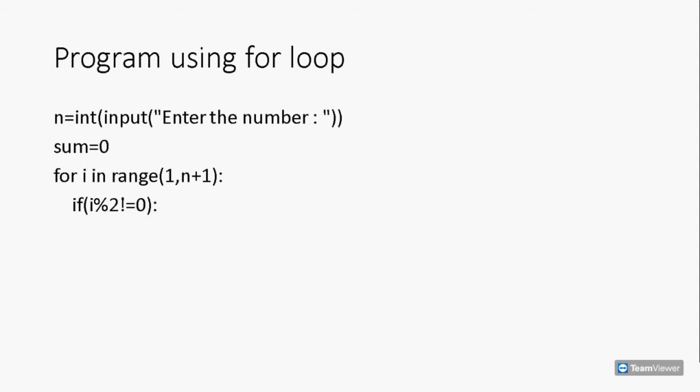To check if the remainder is not equal to 0, we have used the above statement. sum = sum + i. For adding the number to the variable sum, we have used this statement. print(sum). This statement is for printing the final value of the sum which we have kept outside the loop. Let's see this in Python now.